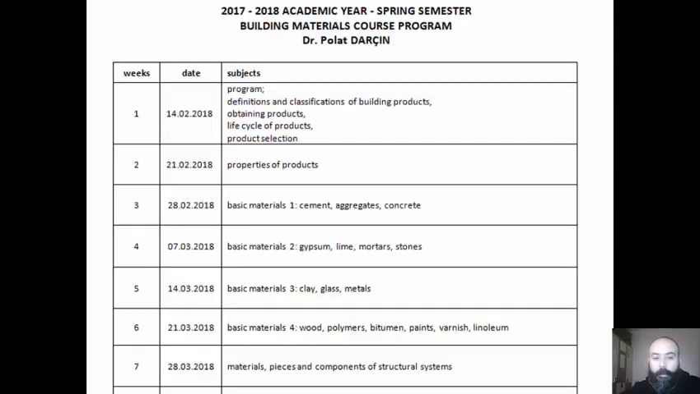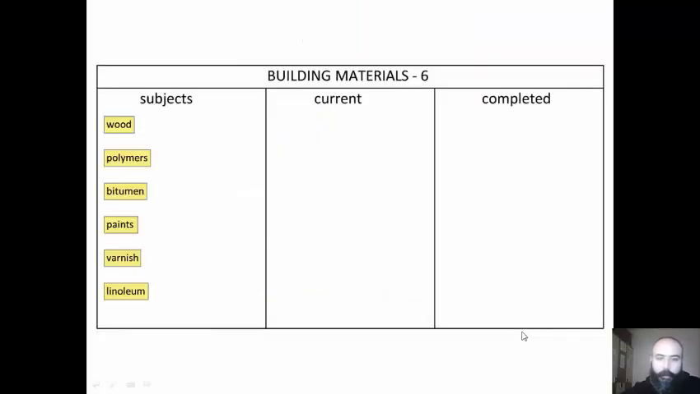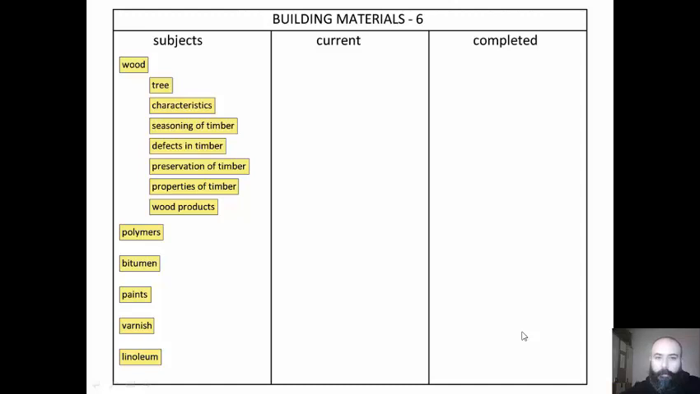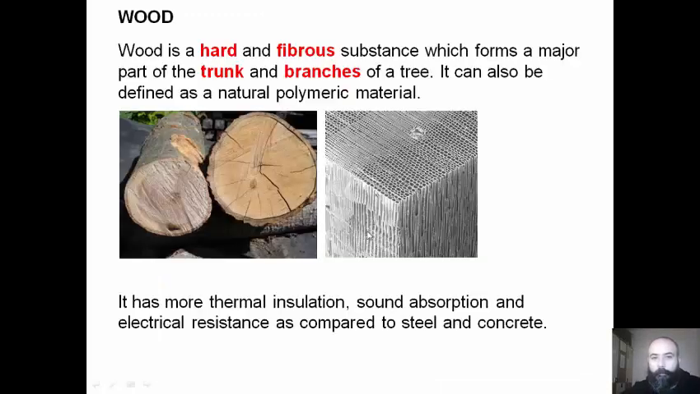Hello. In the sixth week of the Building Materials course, we are going to look at our last basic materials: wood, polymers, bitumen, paint, varnish, and linoleum. Let's start with wood. For the wood, we are going to examine the tree, the characteristics. We are going to look at the sizing of timber, defects in timber, preservation properties of timber, and some of the wood products.